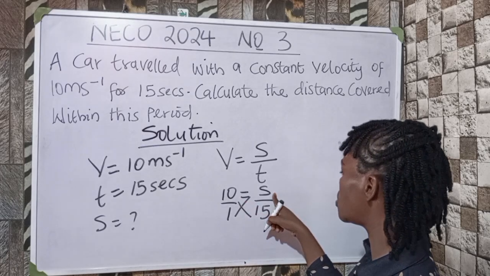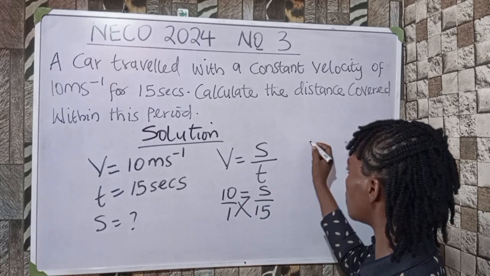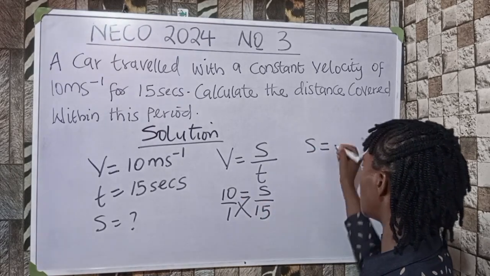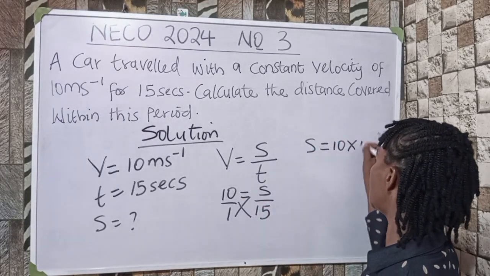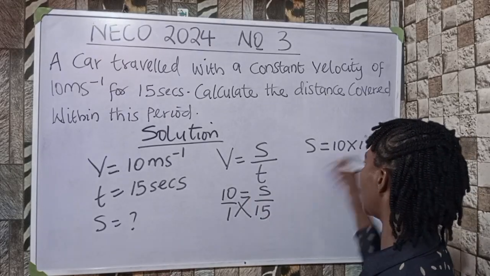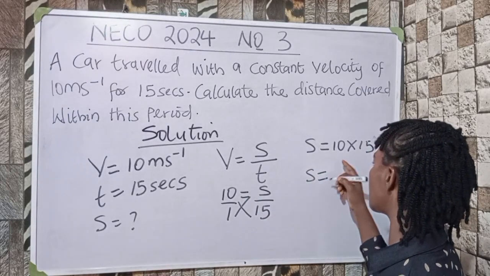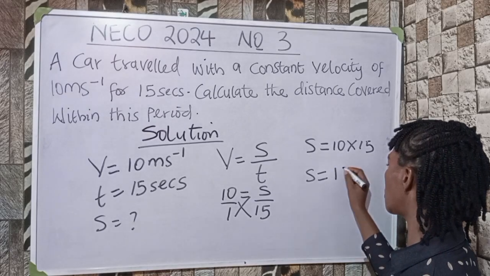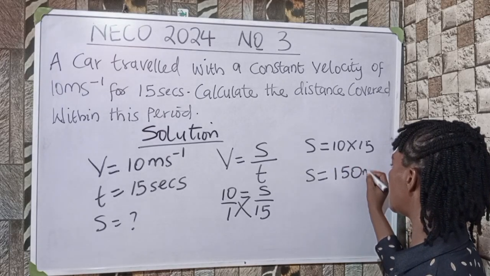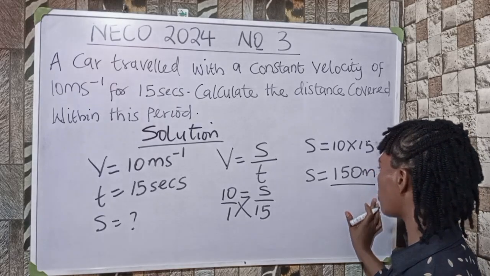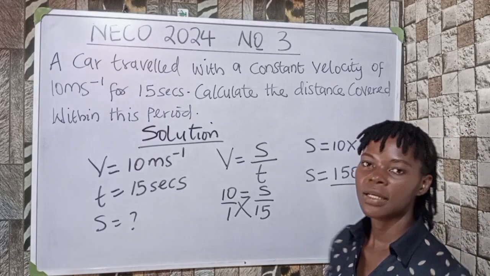I want to make x the subject. x times 1 is x. x is equal to 10 times 15. So x, which is the distance, is going to give me 150 meters. So the distance covered within this period is 150 meters.